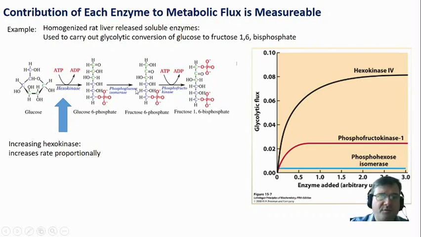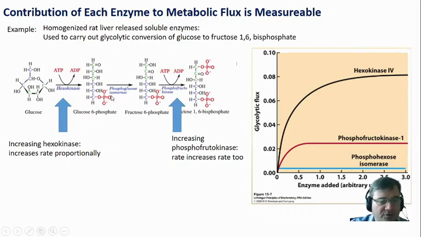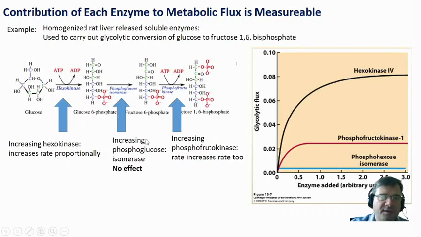If we look at phosphofructokinase, which is the next one down, again we can see that as we increase the enzyme concentration, we get an increased rate of flux, but certainly not as much as we saw for hexokinase. So increasing phosphofructokinase also increases the rate. However, if we increase the concentration of phosphoglucose isomerase, nothing happens. We do not increase the flux rate going from glucose to fructose 1,6-bisphosphate. So increasing phosphoglucose isomerase has no effect on the overall flux of turning glucose into fructose 1,6-bisphosphate.